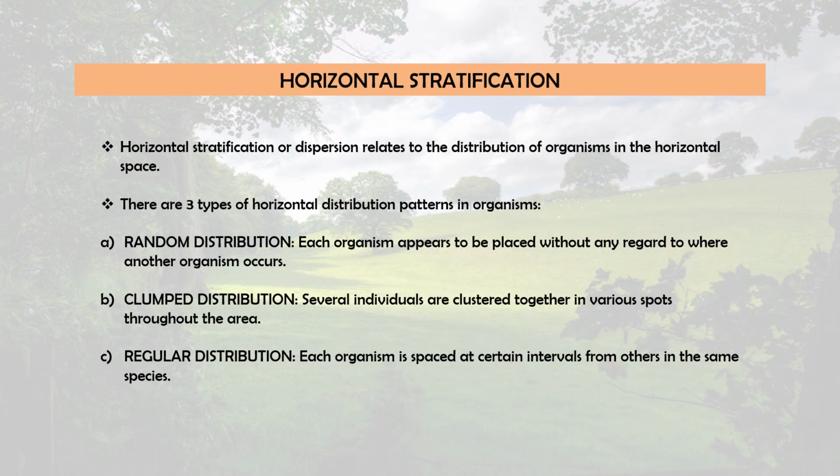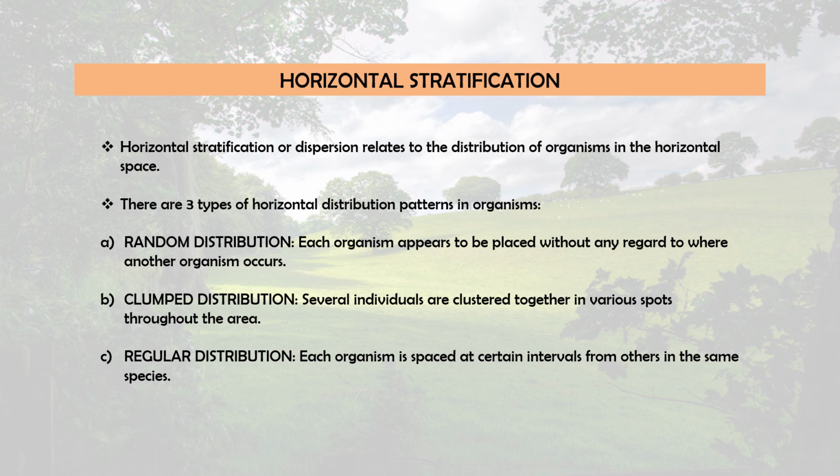The next type of stratification is horizontal stratification. Horizontal stratification, or dispersion, mainly relates to the distribution of organisms in the horizontal space. It can influence the presence and absence of certain forms of animal life.